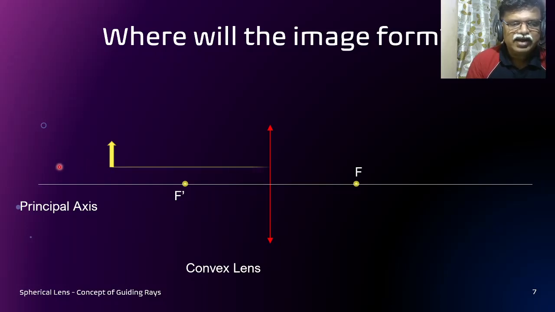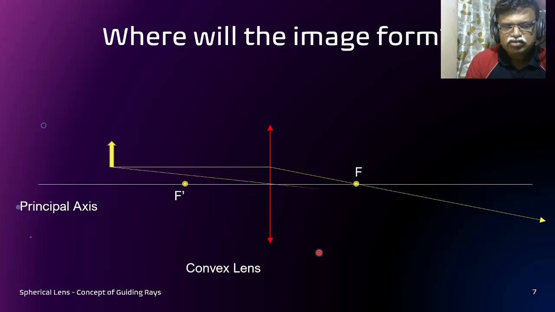So we take a ray from the bottom of the object, a ray parallel to the principal axis, which after passing through the lens will go through the focus. Again, another ray from the bottom of the object passing through the center of the lens will meet this first ray at this particular point. So we know that the bottom of this object will form an image at this particular point.